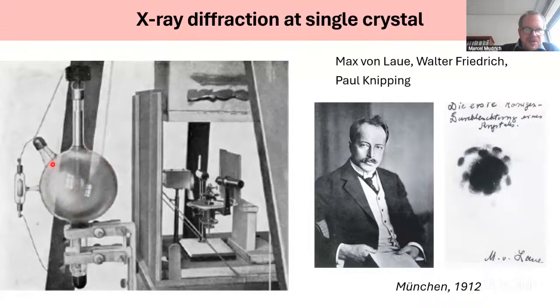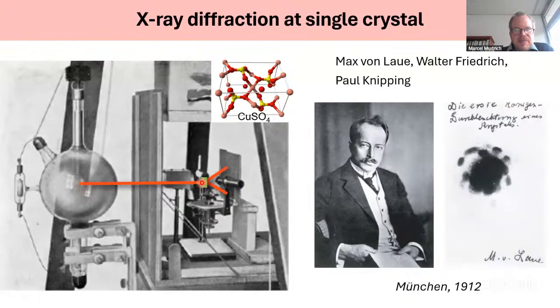So this looks quite similar to X-ray tubes that are still used today. And they actually made this radiation quite monochromatic by filtering out one characteristic line out of the X-ray spectrum that was emitted from the tube and sent on a copper sulfate sample, and detected the scattered radiation on a photoactive plate. And that was then the diffraction image that they measured at the time.